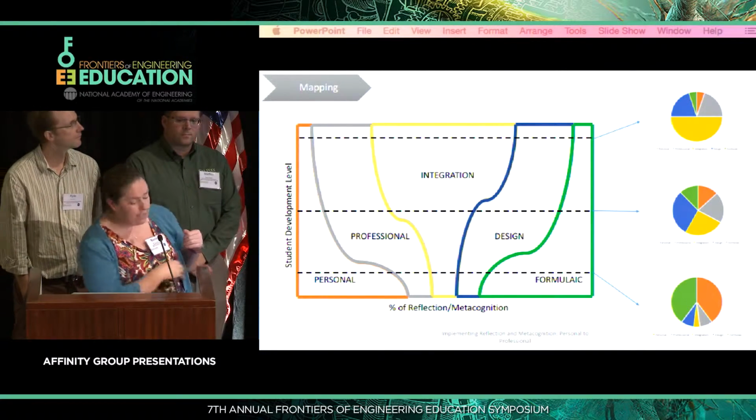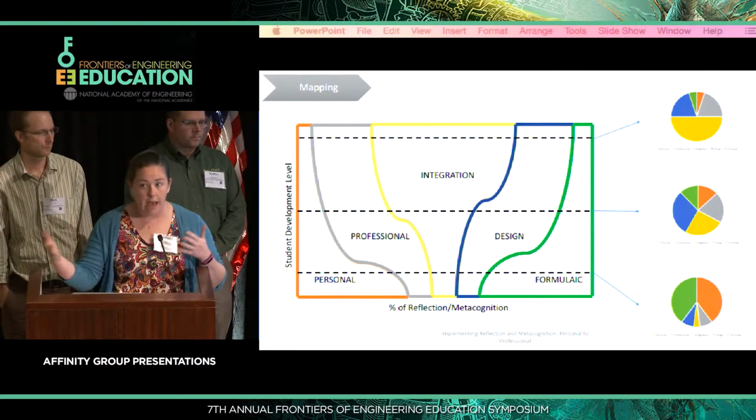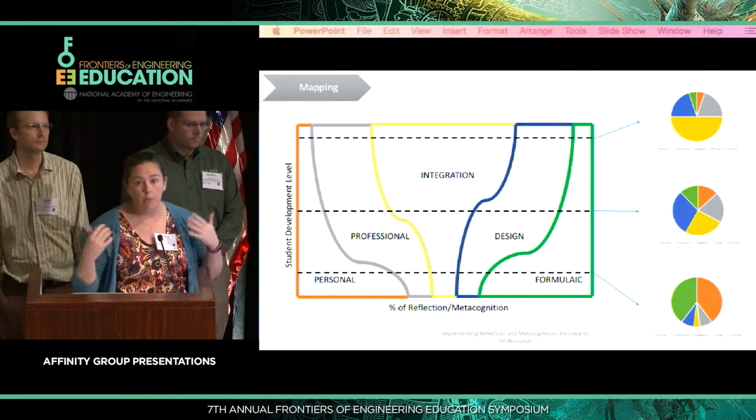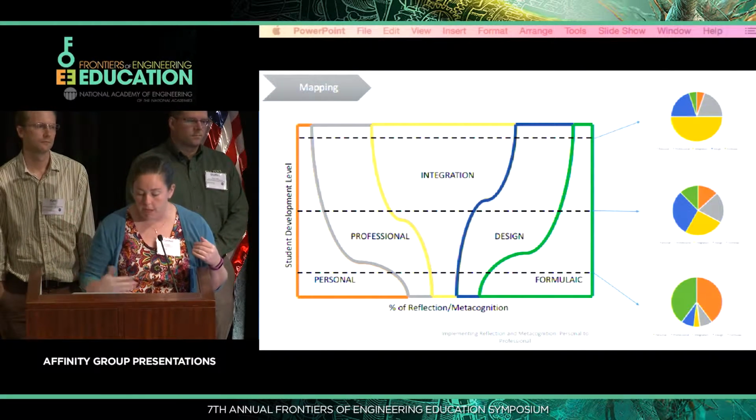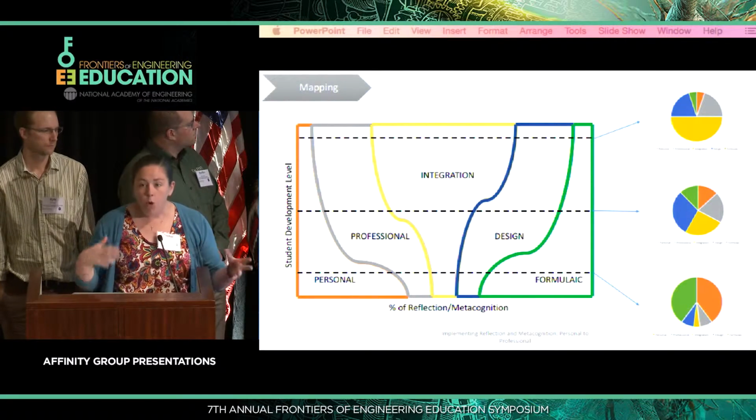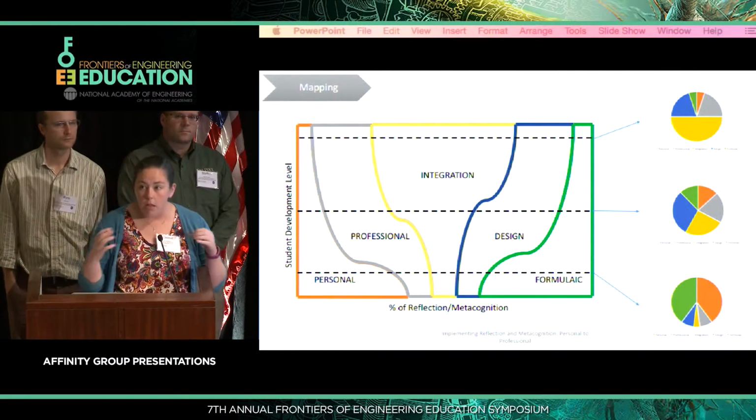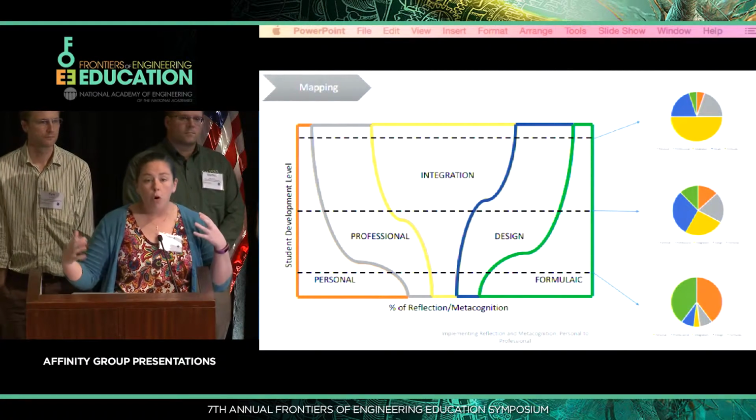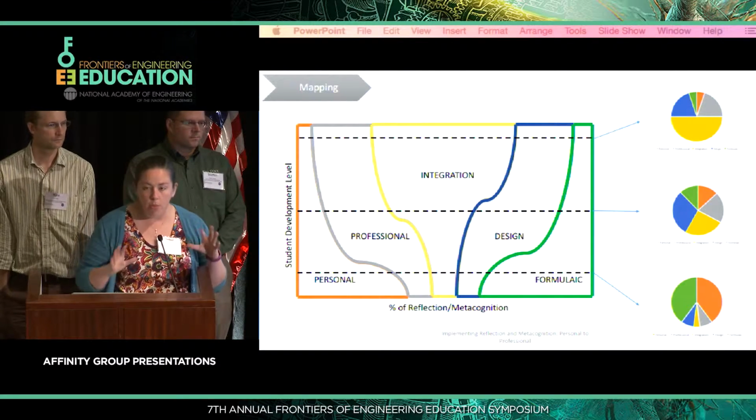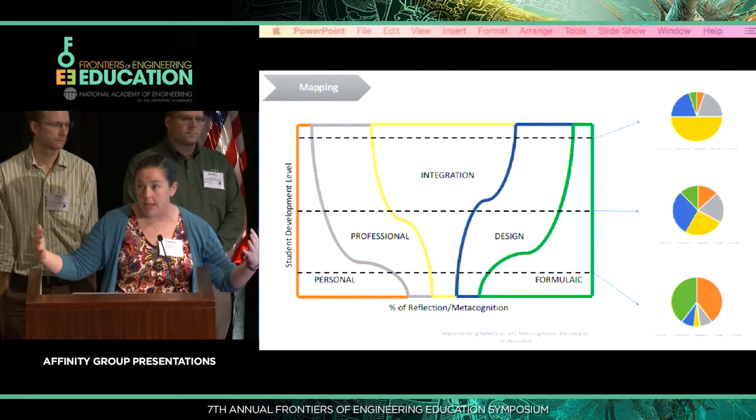So here on our axes, what we have is the percent of reflective or metacognitive activities that you have in a particular content area, and then as you're going up the diagram, you're looking at different levels of student development. So you see at the bottom level where we have the dotted line go across, we're focusing a little bit more, and this is a hypothetical idea, but likely focusing more on personal or formulaic types of ideas. As we get midway through the curriculum, those start to phase out a little bit, and we're looking more at professional and design or open-ended types of ideas.